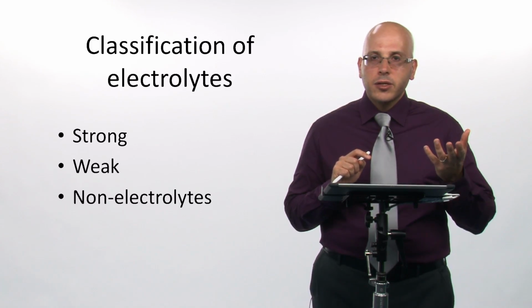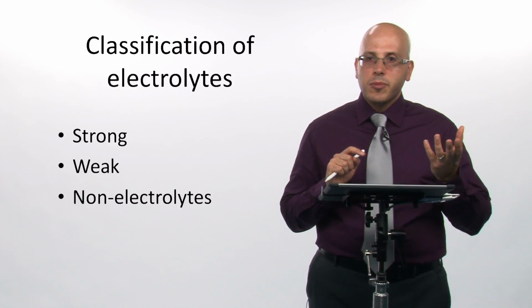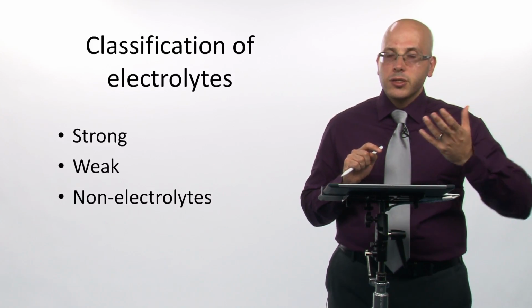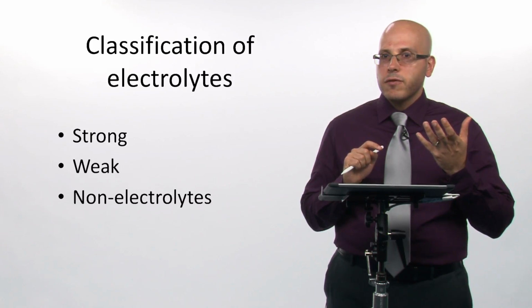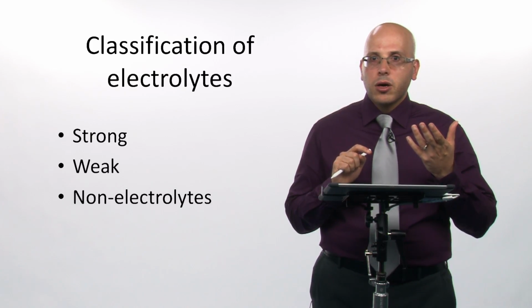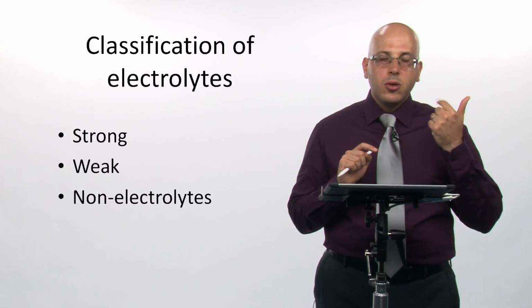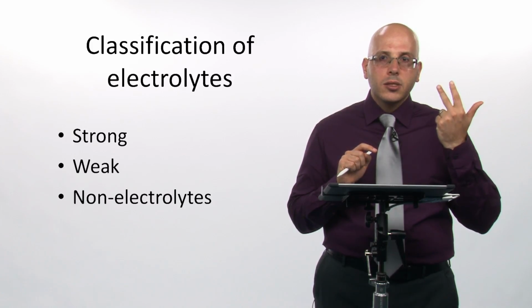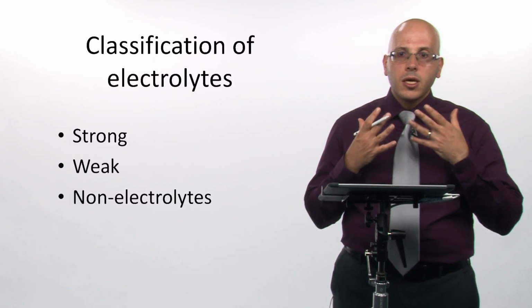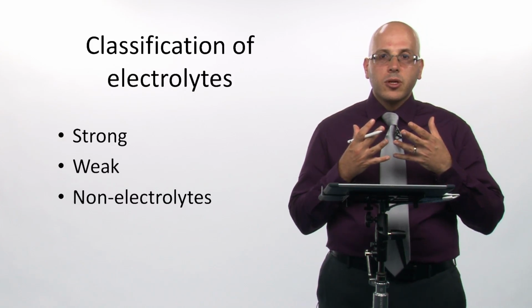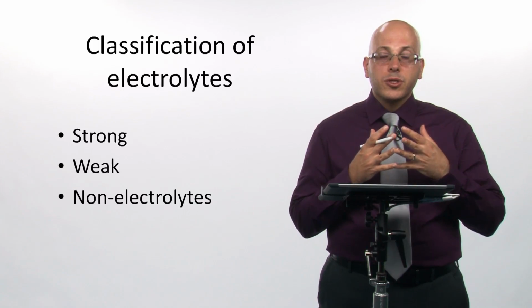Because these things have ions, they can conduct electricity because there are charges. And so we can consider these things to be electrolytes. There are 3 different types of electrolytes: strong electrolytes, weak electrolytes, and non-electrolytes. Strong electrolytes are things that dissociate completely. These are typically very strong acids and very strong bases.